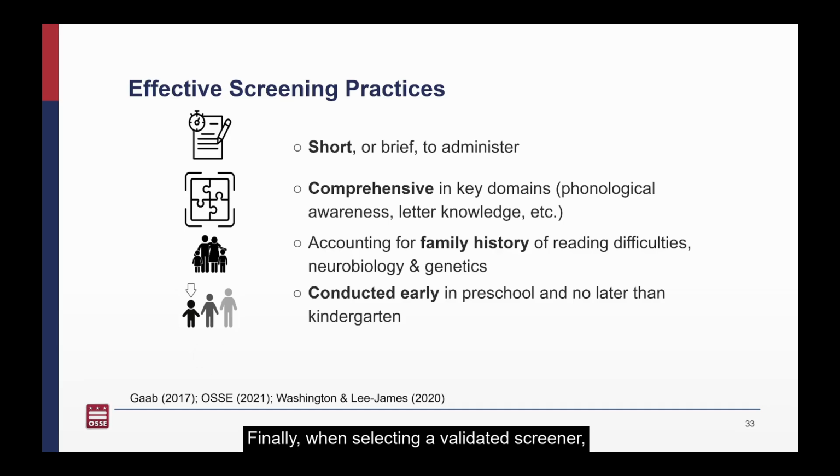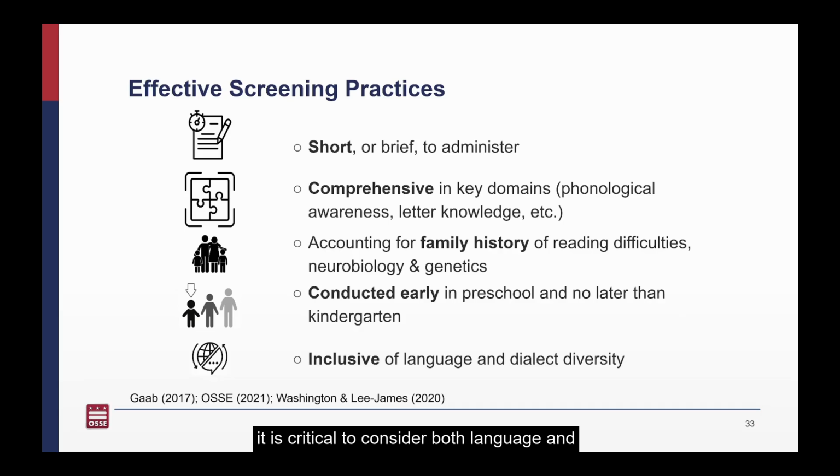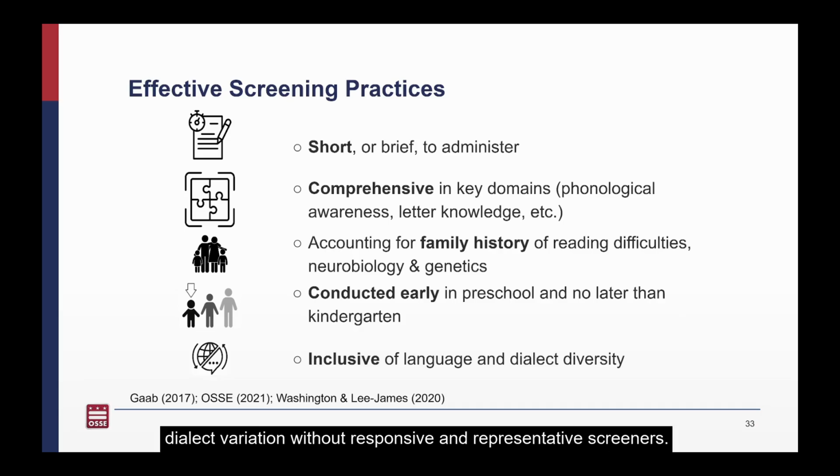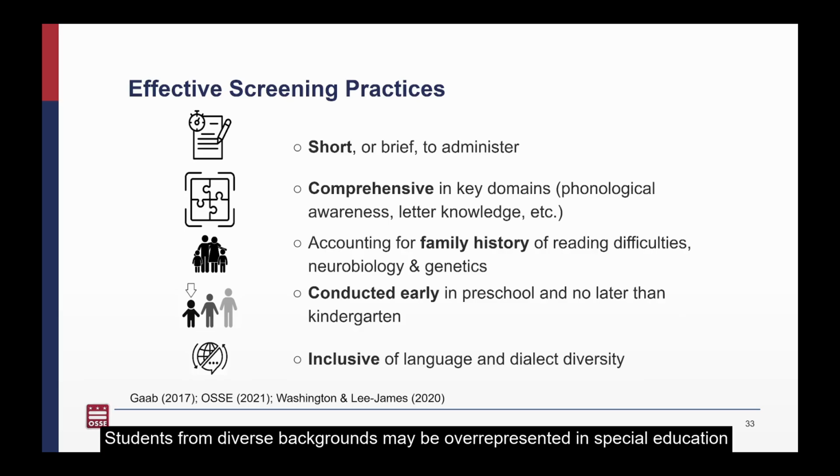Finally, when selecting a validated screener, it is critical to consider both language and dialect variation. Without responsive and representative screeners, students from diverse backgrounds may be overrepresented in special education broadly, and yet underrepresented in areas of language and reading.